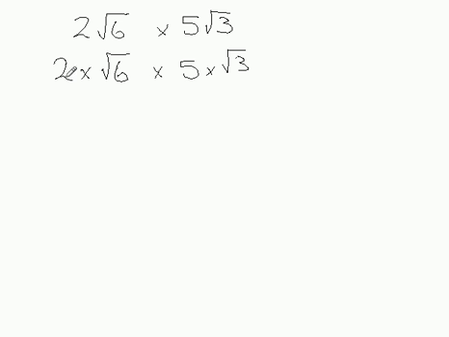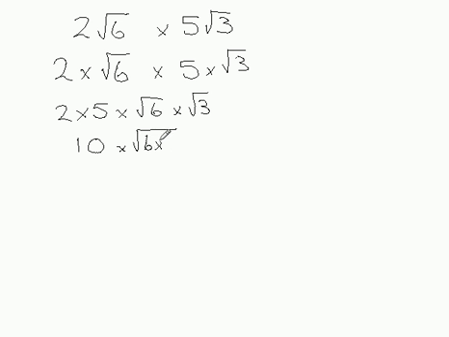Then I rearrange this to show all the whole numbers first. The 2 times 5 goes first. Then I've got the times root 6 times root 3. The 2 times 5 is 10, and that becomes times root 6 times 3. And so that becomes 10 times square root of 18.